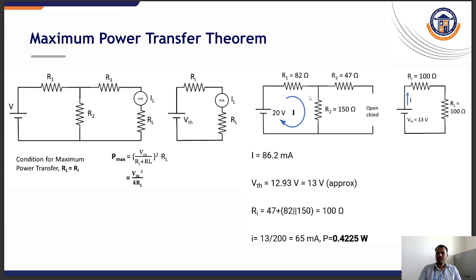Hence power can be found by I square R, or by V square by R, or we can use Vth the whole square divided by 4 RL. So it is 0.4225 watts. So this is the maximum power that can be delivered by the 20 volt source which is connected with resistances R1, R2, R3 and then RL. So this is all about the maximum power transfer theorem.